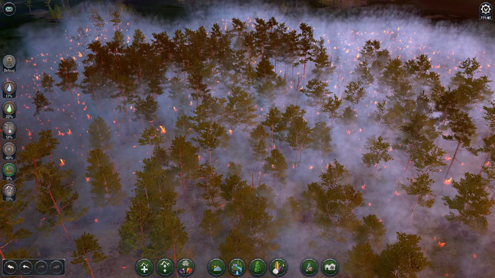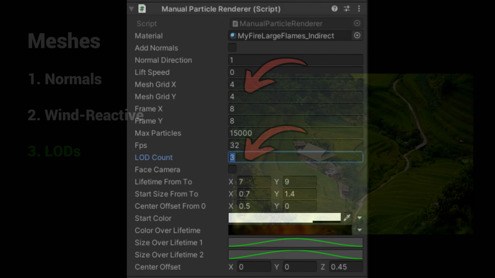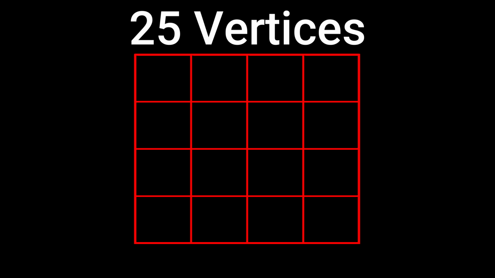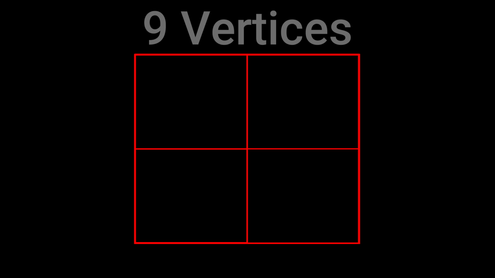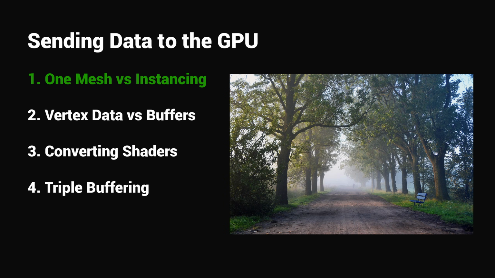My mesh creator also caters for this kind of mesh, letting you specify the grid dimensions. However, this does mean our flame mesh now has 25 vertices instead of 4, which is more taxing on the GPU. For this reason, I also create 2 extra level of detail versions, by halving the X and Y grid size each time, until we end up with the original quad for the last LOD. That takes care of the meshes for now.